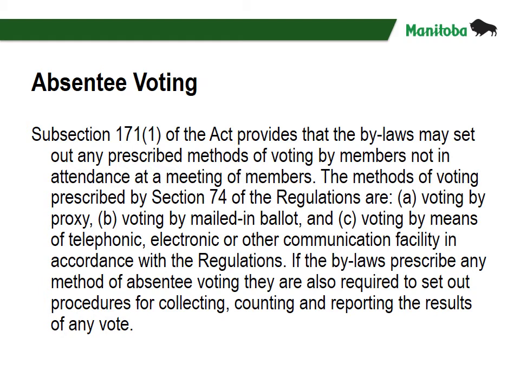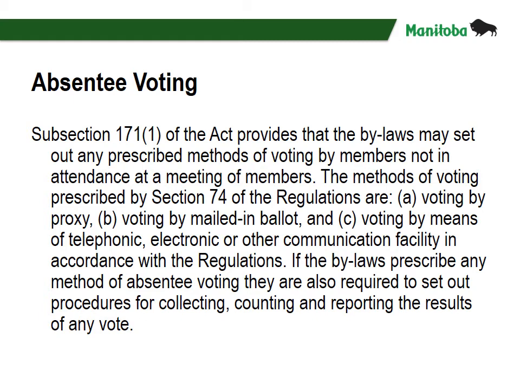Absentee voting. Subsection 171(1) of the Act provides that the bylaws may set out any prescribed methods of voting by members not in attendance at a meeting of members. The methods of voting prescribed by Section 74 of the regulations are A. Voting by proxy, B. Voting by mailed-in ballot, and C. Voting by means of telephone, electronic, or other communications facility in accordance with the regulations. If the bylaws prescribe any method of absentee voting, they're also required to set out procedures for collecting, counting, and reporting the results of any vote.